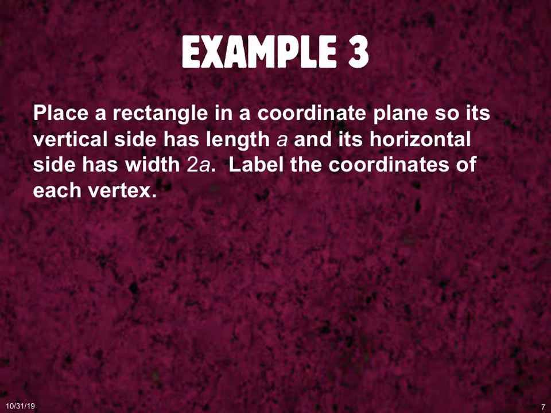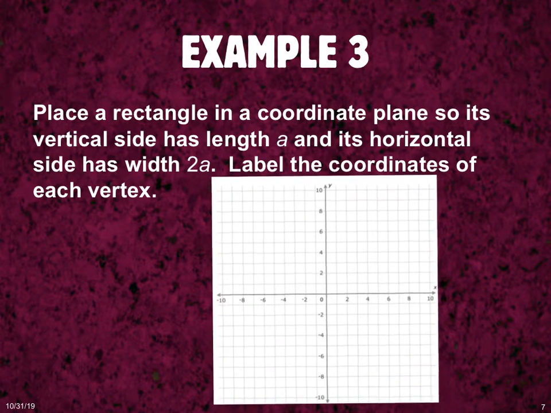Example 3 says, place a rectangle in a coordinate plane so that its vertical side has a length of A and its horizontal side has a width of 2A. Label the coordinates of each vertex. So I'm going to pull in a coordinate grid. And it doesn't matter where you plot it.